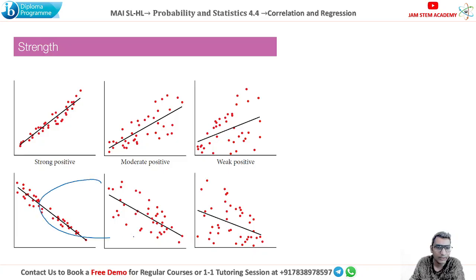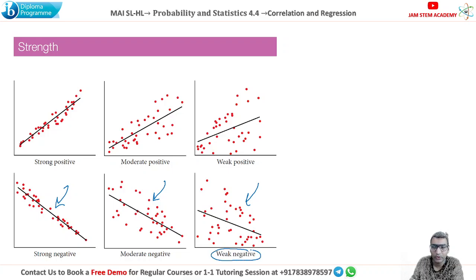Similarly, for these three, we have only negative correlation because the slope is negative, going down. So the opposite direction is negative. Here, for the first case, we have strong but negative correlation. In this case, we have moderate negative, and in the last case, we have weak negative correlation. So in this way, we can define the strength if a scatter diagram is given to you.